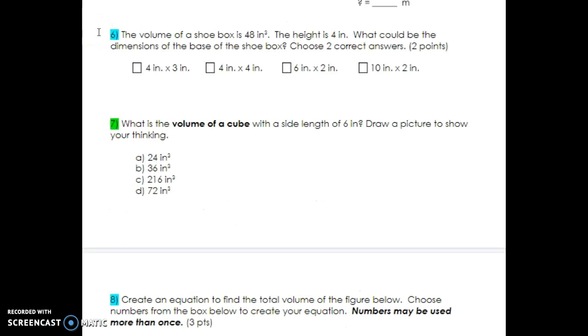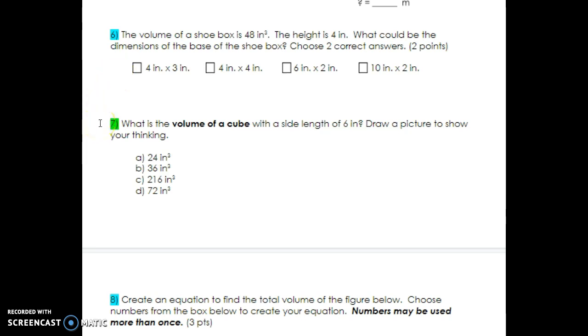Number 6, the volume of a shoebox is 48 inches cubed. The height is 4 inches. What could be the dimensions of the base of the shoebox? Choose 2 correct answers. Remember that your height is 4, so when you put it with your length and your width and find the volume, it must equal 48 inches cubed.